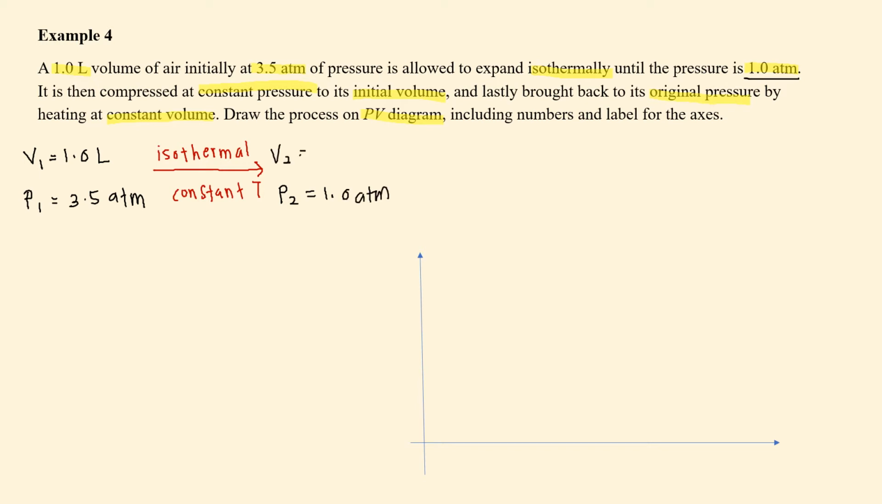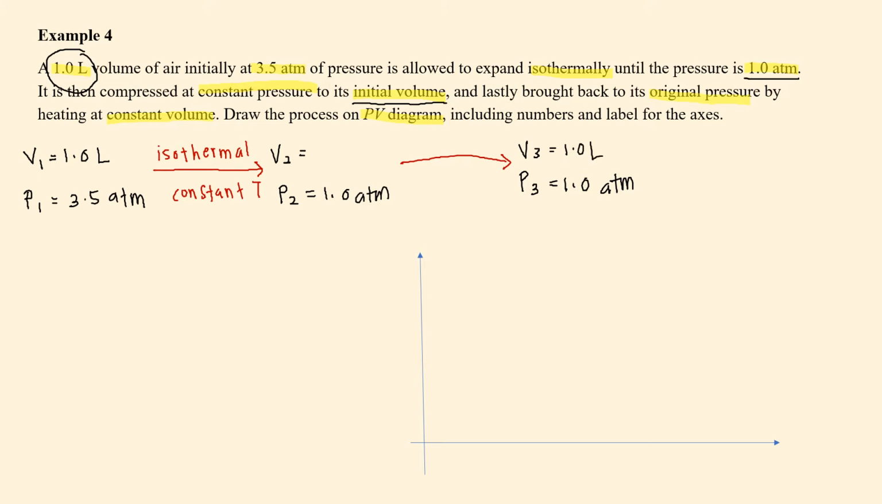And it doesn't say what is the volume, so we don't know the volume yet. So let's just leave it like that. And then dia bagi tahu sini, it is then compressed at constant pressure. Okay, kemudian dia decompress kepada constant pressure. So pressure still sama, which is 1 atm juga, to its initial volume, kepada volume yang initial. So volume yang initial tadi adalah 1 liter.